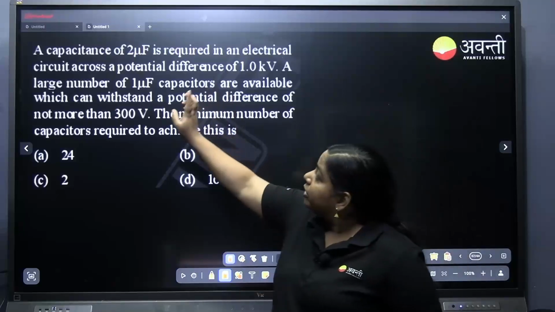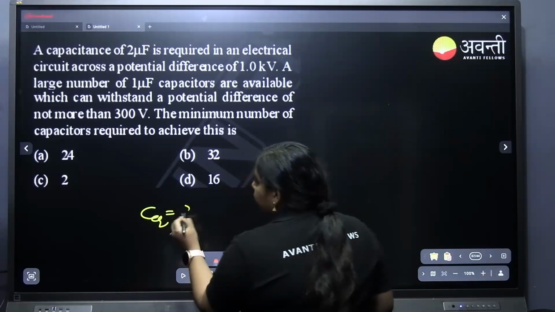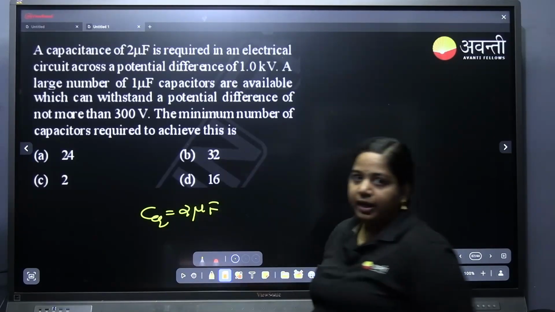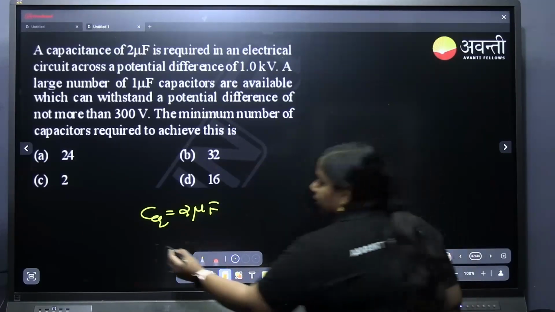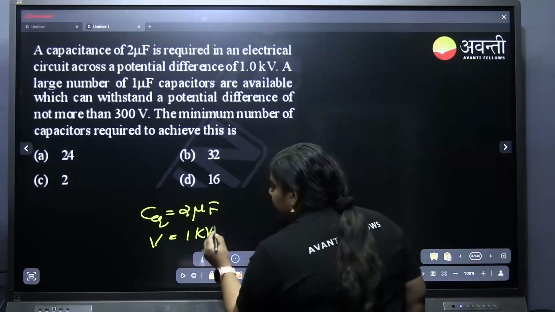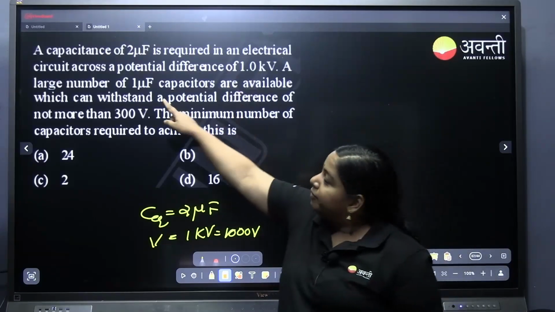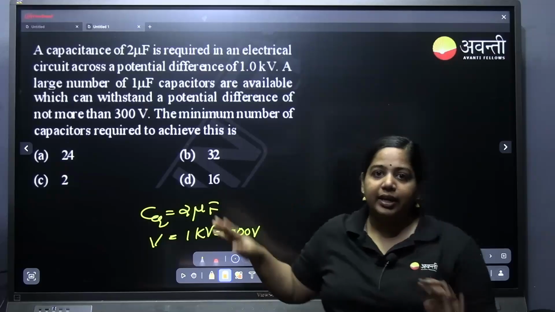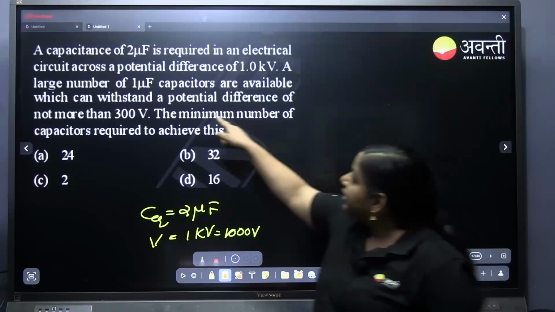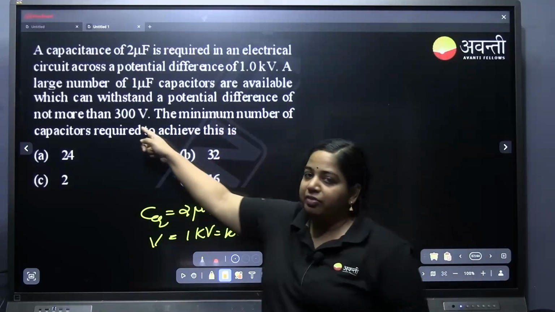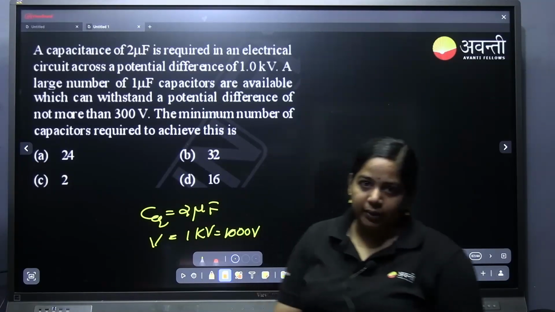It is the equivalent in capacitors. What they are giving? Total capacitance, like equivalent capacitance, 2 mu F is required. Okay, and what is given? Total voltage across, V will be equal to 1 kilovolt or 1000 volt. We have 1 mu F capacitors, each having 1 mu F C. Then one can withstand a potential difference maximum 300. So what is the minimum number of capacitors required?